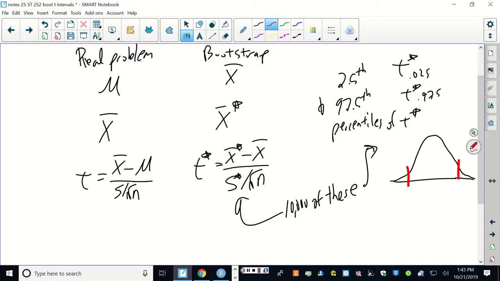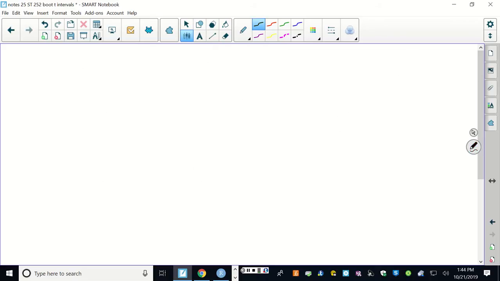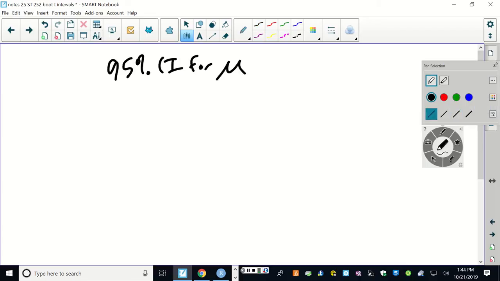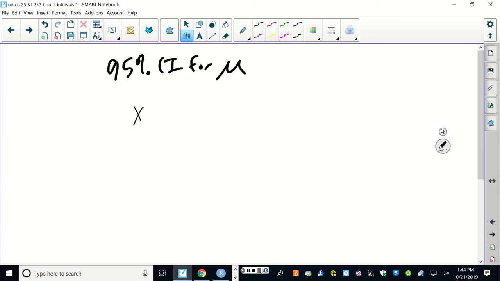So then we're going to make an interval that looks like a t-interval, times the s over the square root of n from our original data, but use these t stars instead of the t from the theoretical distribution. So let's go back to this color. Our 95% confidence interval for mu is going to look like the X bar minus a t star value, times s over the square root of n. And then X bar plus, no, it's still minus.